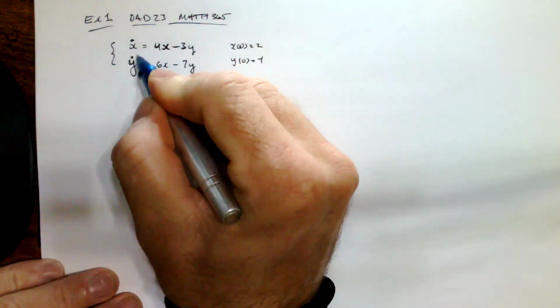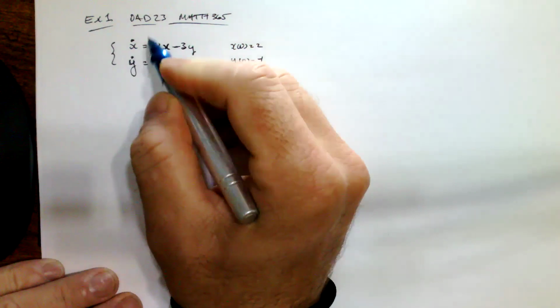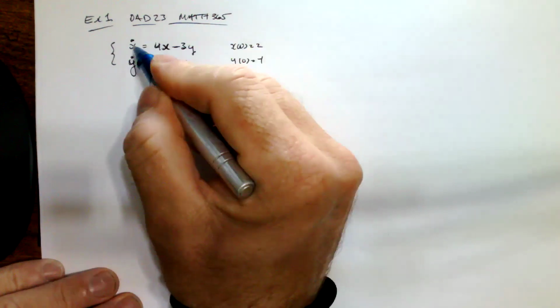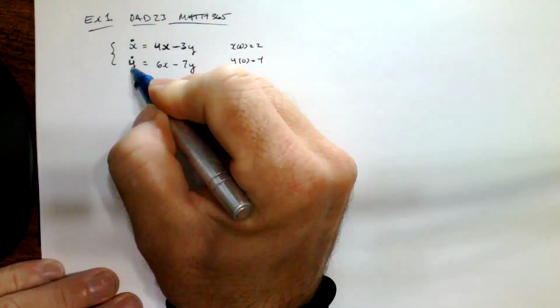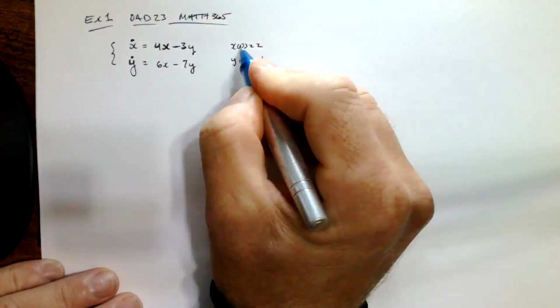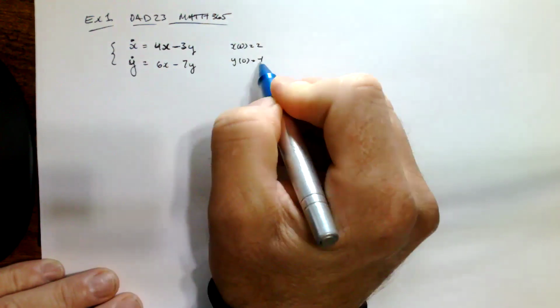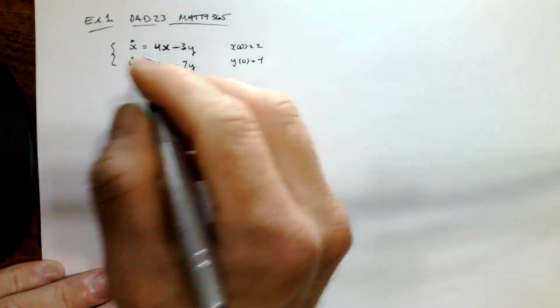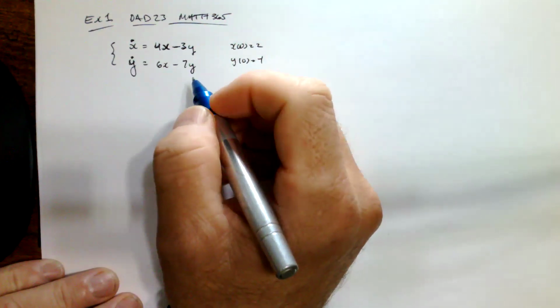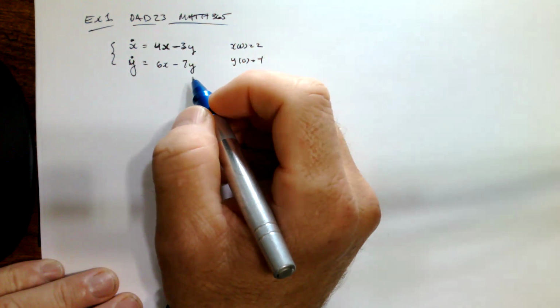We're asked to solve the first order differential equation system: x dot equals 4x minus 3y, y dot equals 6x minus 3y, with the initial conditions x at 0 is 2 and y at 0 is equal to negative 1. All right. To solve this, we're looking for the complementary solution to the system.